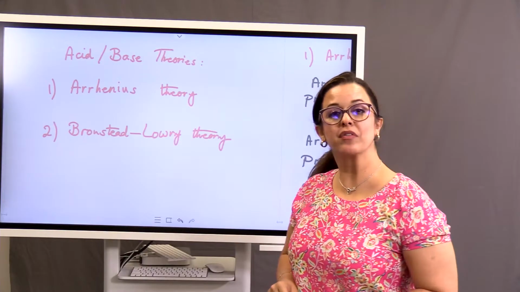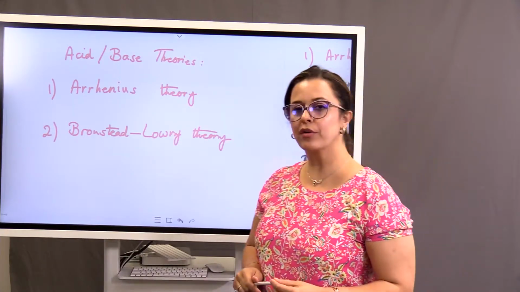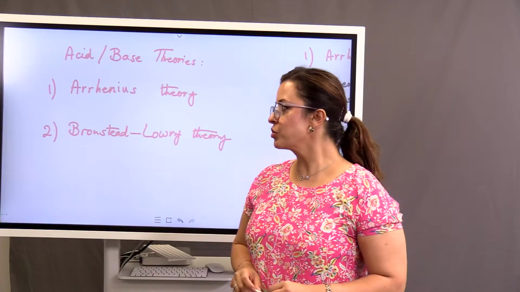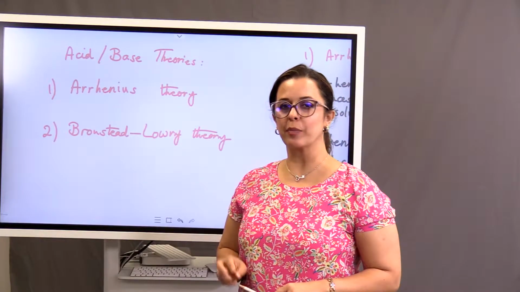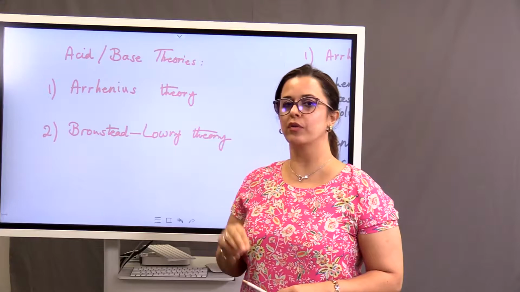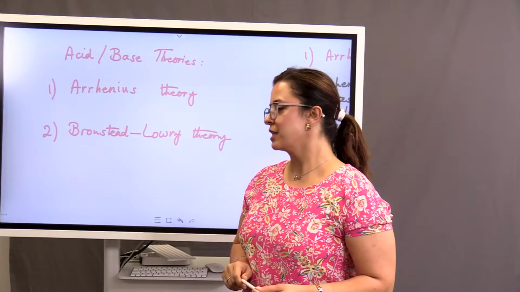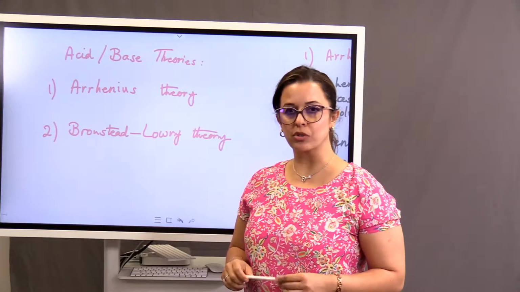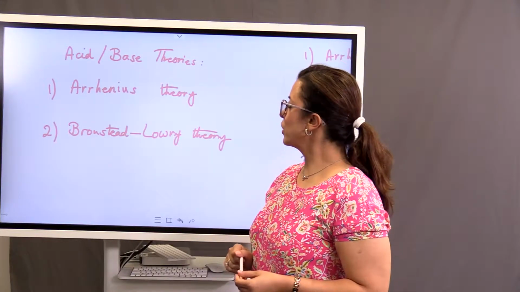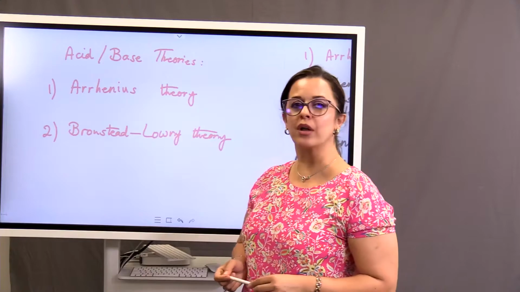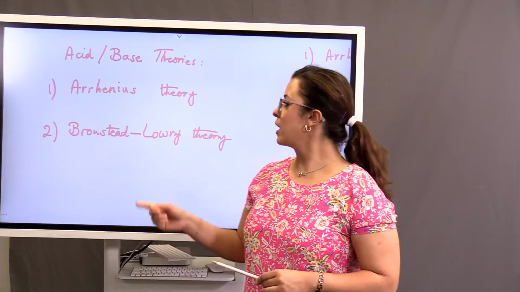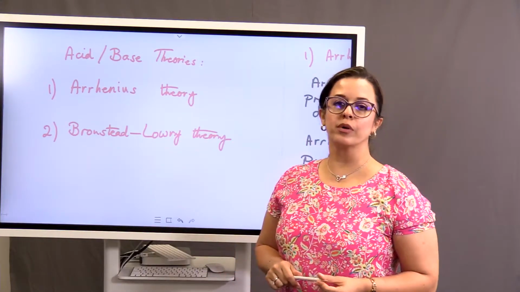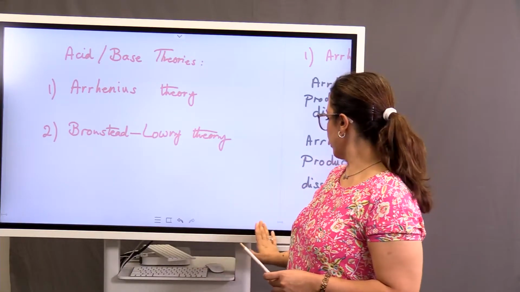Okay, the second part of the chapter, acid-base theories. In general chemistry 1, you will learn about 2 out of 3 theories of acids and bases. The third theory of acids and bases you will learn in general chemistry 2. Let's work with the first one, Arrhenius theory, and then we will continue with Bronsted-Lowry theory.